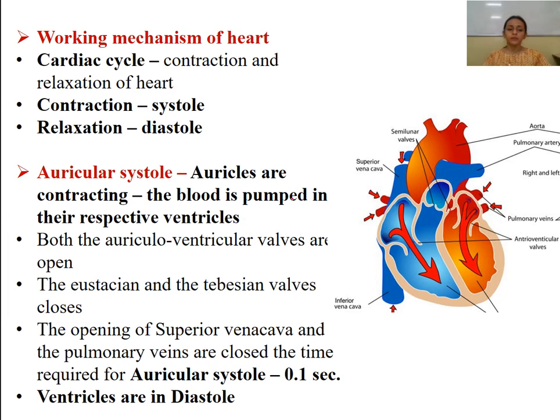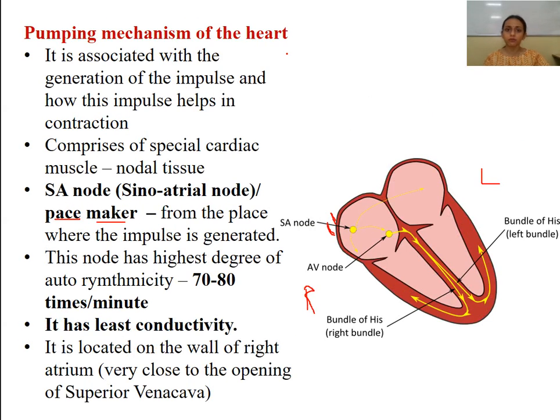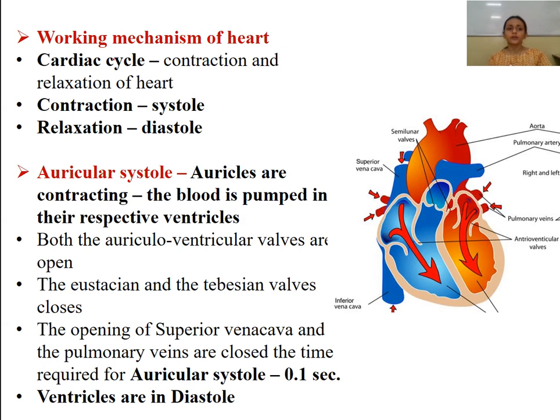Now let us see further about the working mechanism of the heart. By now we have done the pumping mechanism of the heart: how the impulses are generated from the SA node to the AV node, and then travel through the bundle of His, then to the fibers, and then to the ventricular walls. Next, we are going to study the working mechanism of the heart, that means how the heart works. For this, we have to understand the cardiac cycle. We are going to study the cardiac cycle in detail.